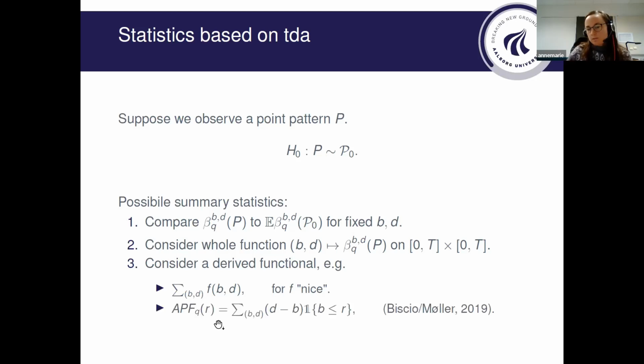You could also look at a one-dimensional summary of the persistence diagram, such as this accumulated persistence function. So this is now a function of R, and what you do is you sum all lifetimes, death minus birth time, for all pairs that are born before time R. So this function was actually the original motivation for this project. It was suggested by my co-author, Christophe Biscio, together with another colleague from Aalborg, Jesper Møller.